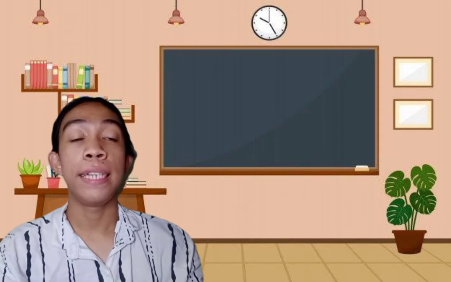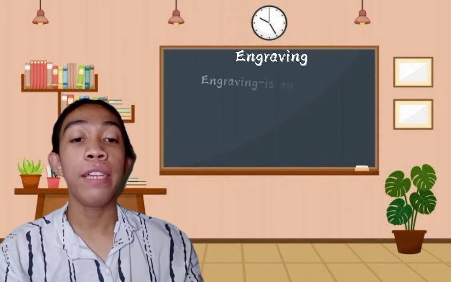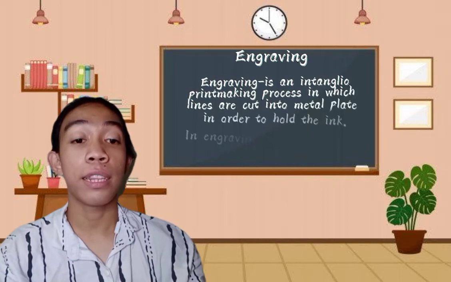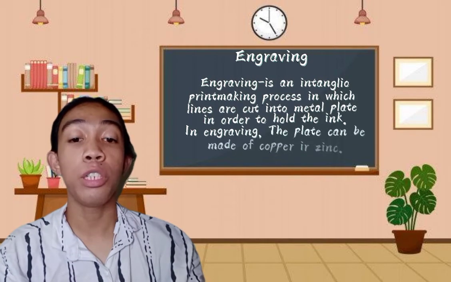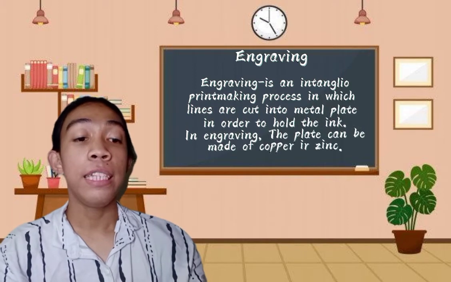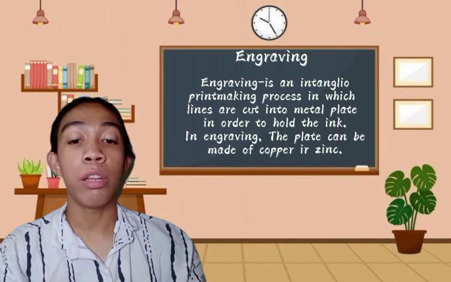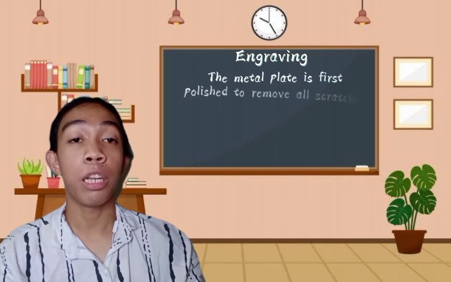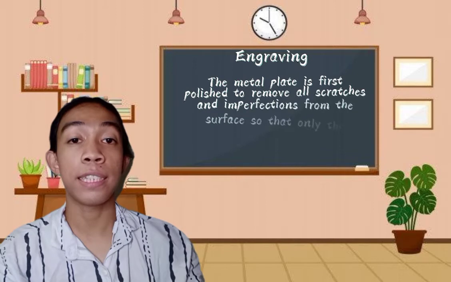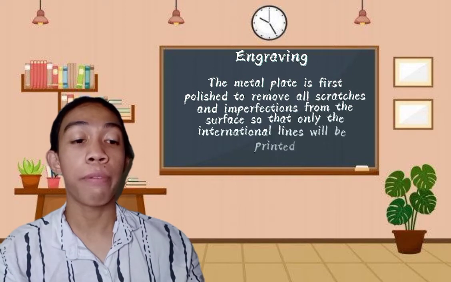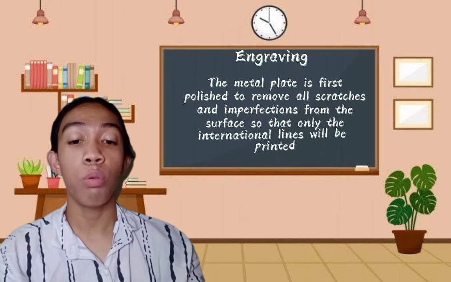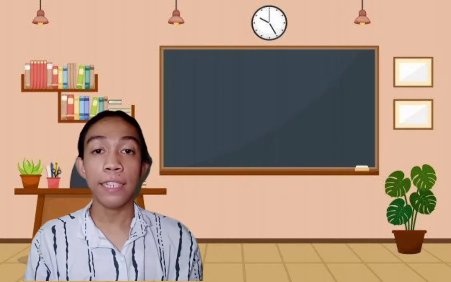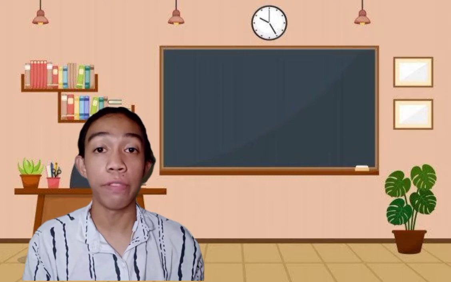And the next one is engraving. Engraving is an intaglio printmaking process in which lines are cut into a metal plate in order to hold the ink. In engraving, the plate can be made of copper or zinc. The metal plate is first polished to remove all scratches and imperfections from the surface so that only the intentional lines will be printed. And here are some examples of engraving.